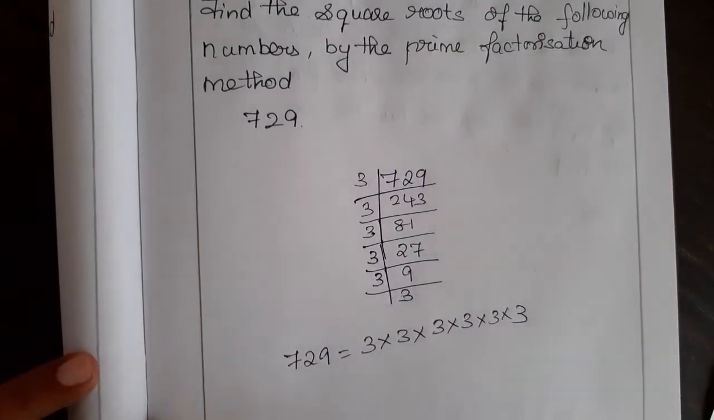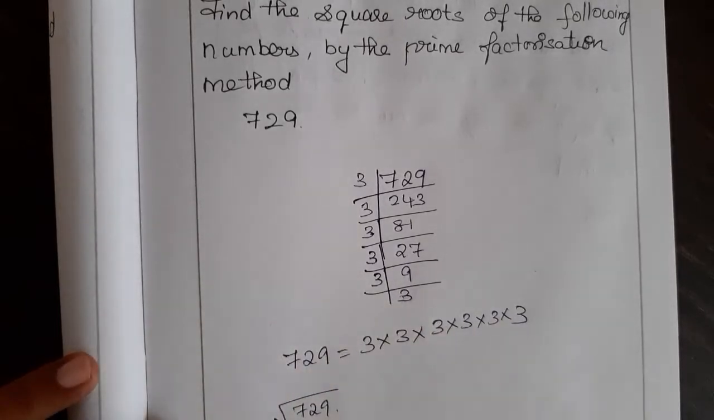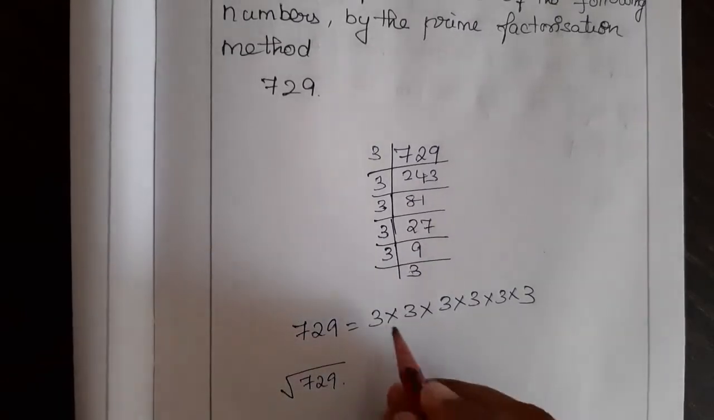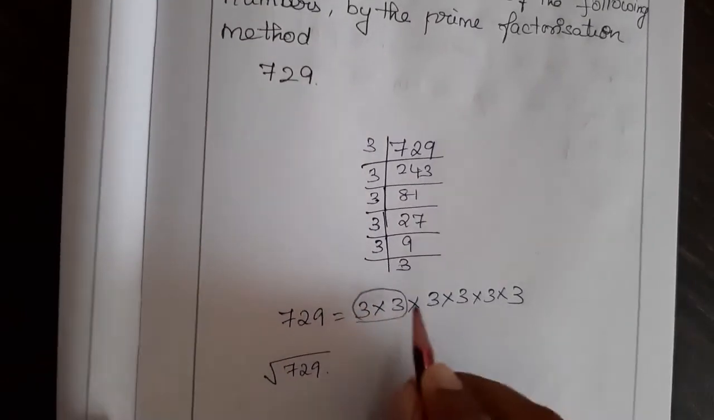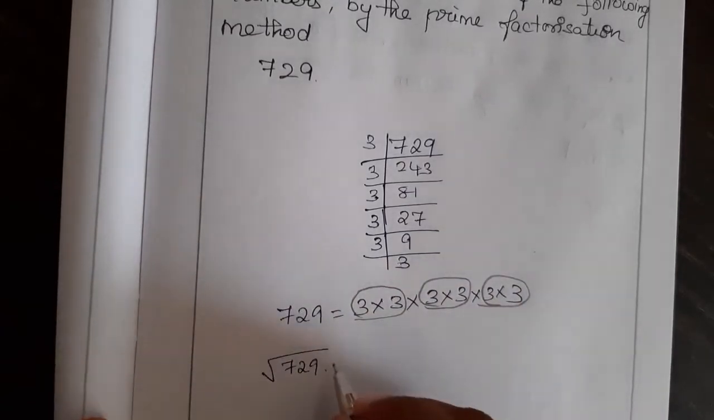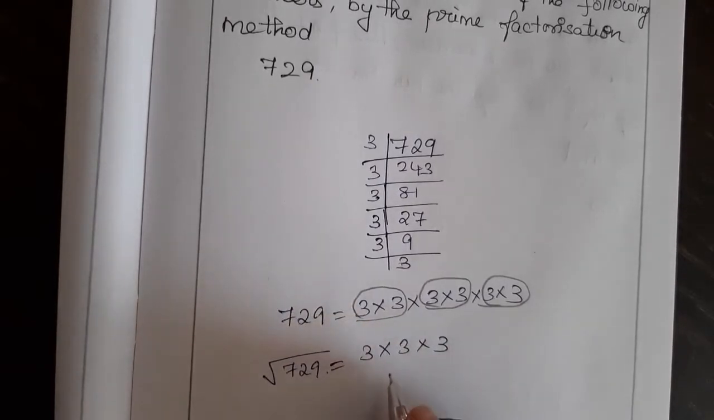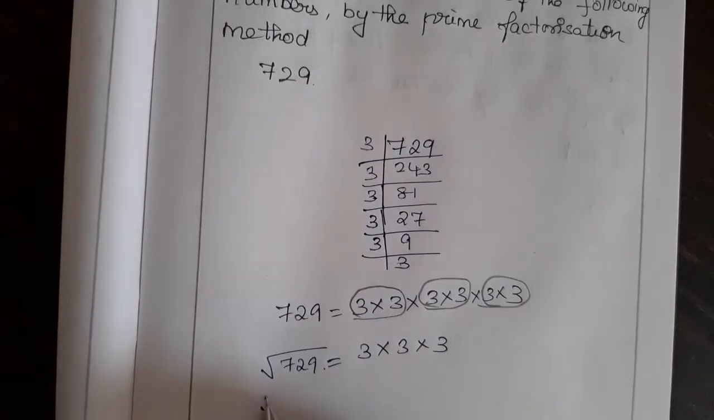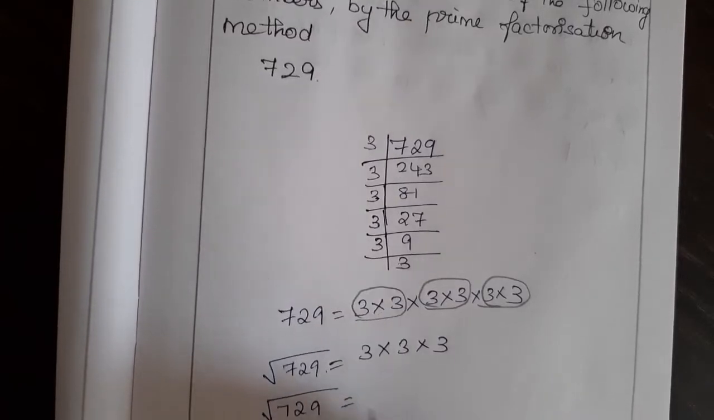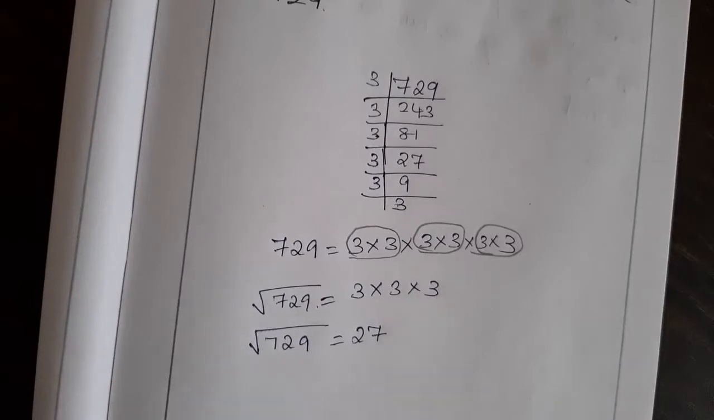Next, we have to find the square root, right? To find the square root of 729, you just pair the numbers. This is one pair, this is another pair, and this is another pair. The pair can be written only once. So 3 into 3 into 3. 3 3s are 9, and 3 9s are 27. So the square root of 729 is equal to 27. That's it, right? This is the prime factorization method.